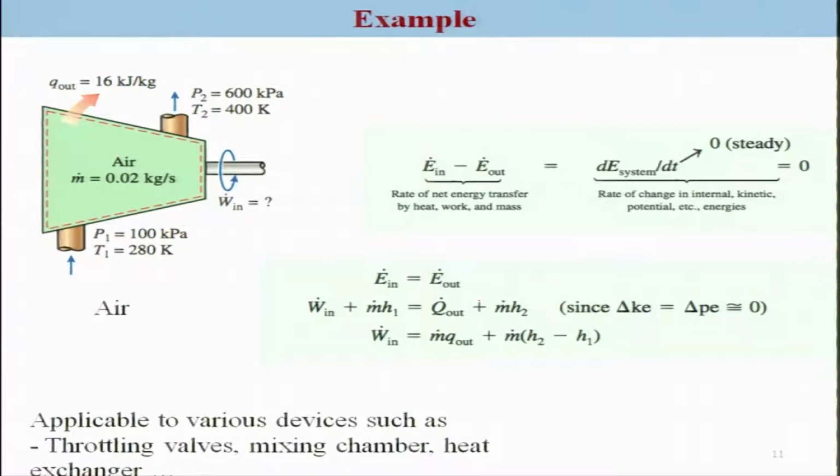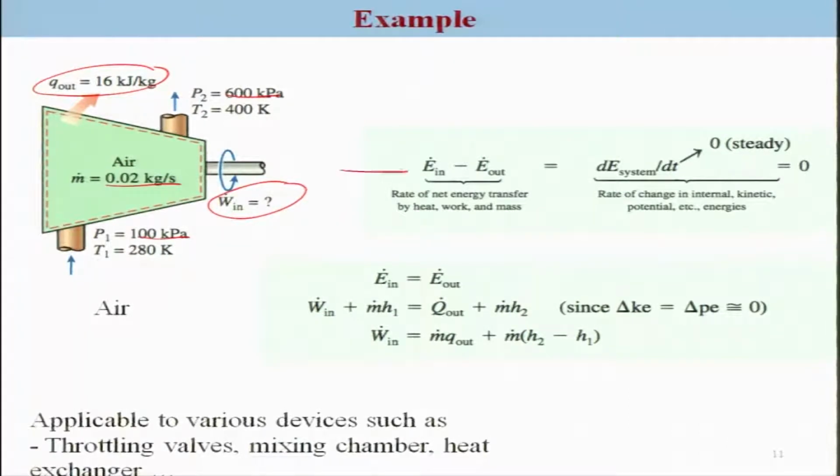Okay. For example, this is the case for a compressor, where air is being compressed from 100 kilopascal to 600 kilopascal, whereas the mass flow rate is given here as 0.02 kg per second, and what we need to find out is the rate of work which is required, and in this process heat is also lost.